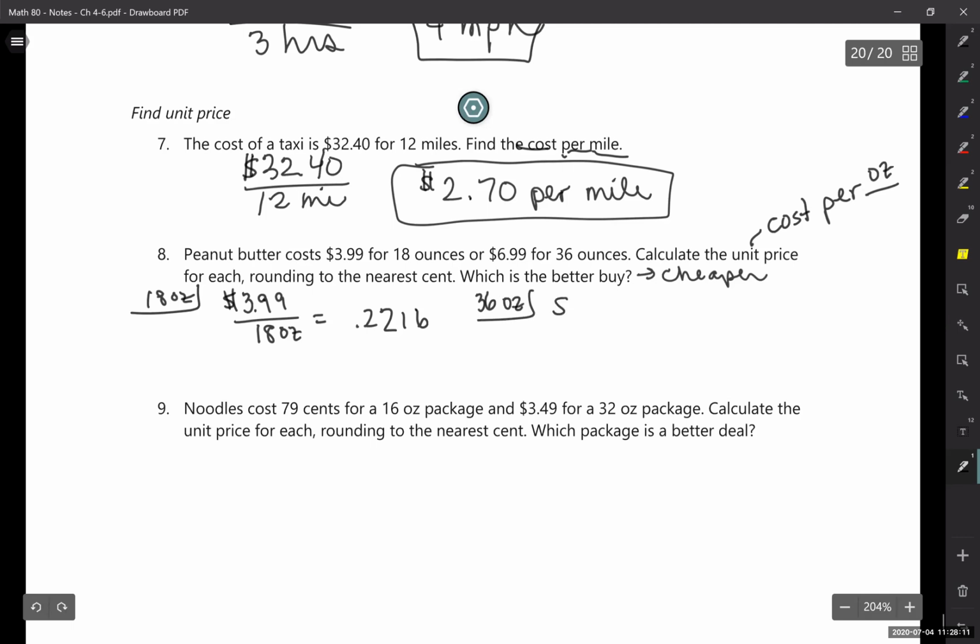And this one is $6.99 per 36 ounces. So now I can type in $6.99 divided by 36 ounces, and I get 0.194. I wrote it backwards. 0.941, and then there's a bunch of 6s, and then a 7. And so we're rounding to the nearest cent. So I'm going to put that in blue to compare. We have 22 cents and we have 19 cents per ounce.